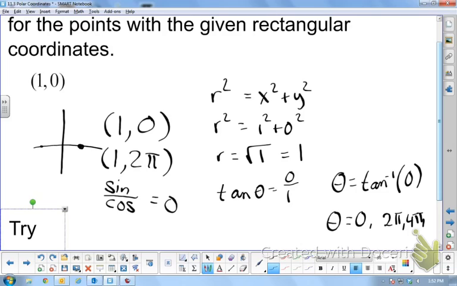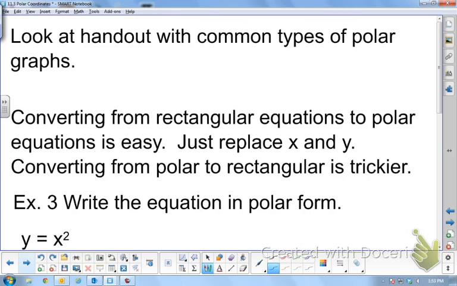We're going to skip that try problem because we're running short on time. And we're not even running.